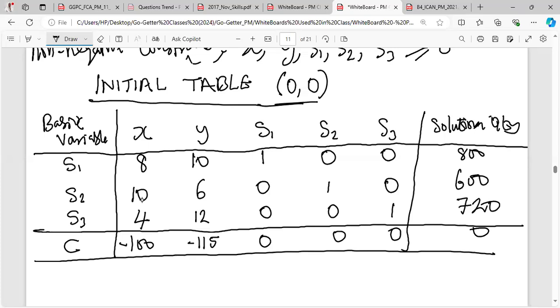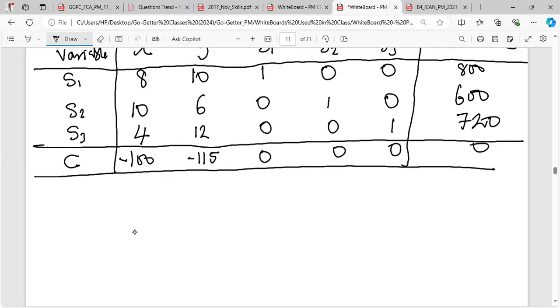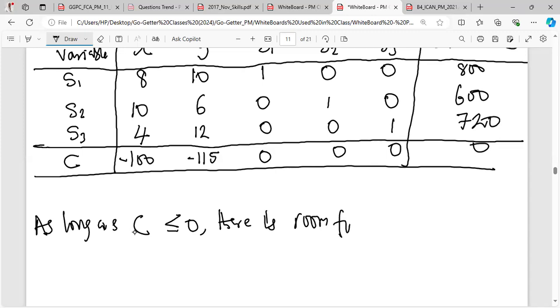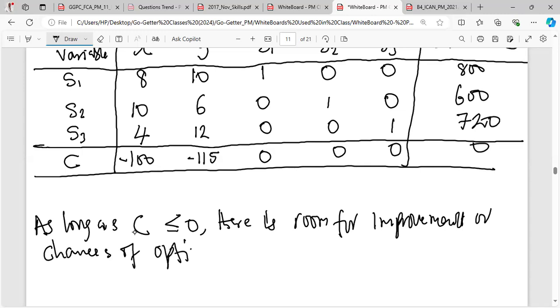What you should note here is as long as C is less than 0, there is room for improvement, or chances of optimality.